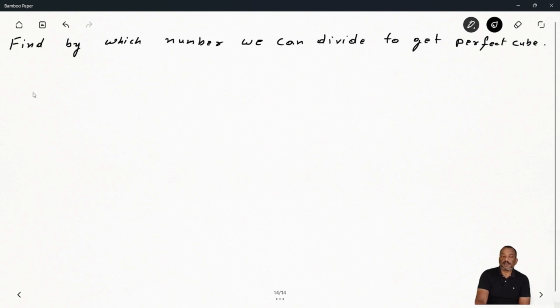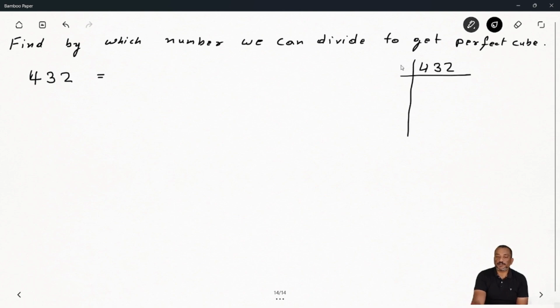Okay, so let's say we have a number given, 432. In this one, by which number can we divide so that we will get a perfect cube? Here, the simple way is to do the prime factorization of 432. So 432, you can do the prime factorization two times.